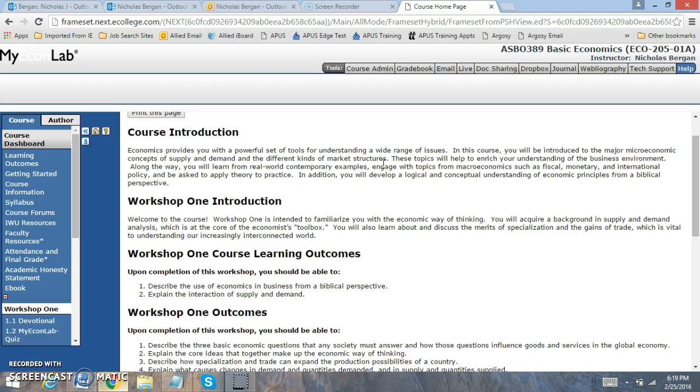Economics is looking at how we make decisions given our scarce resources. So when you look at economics, you notice that we're focused on how do we make appropriate decisions given the scarcity and complexity of the resources that we have.